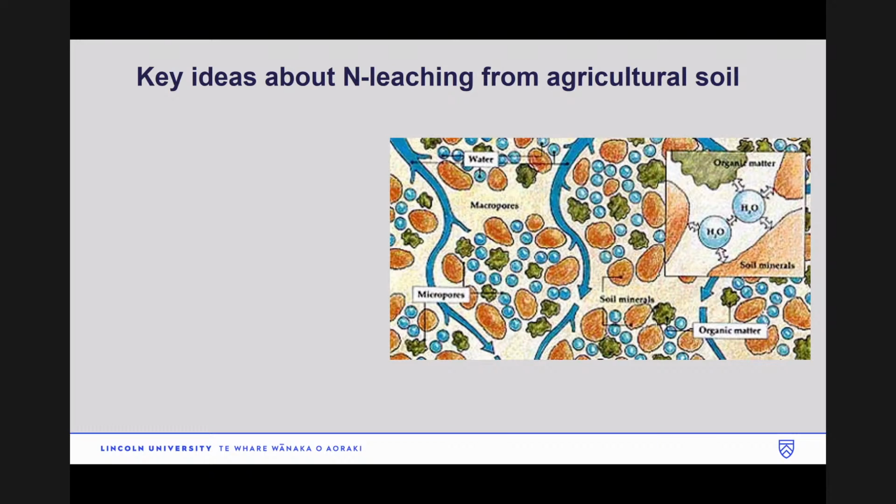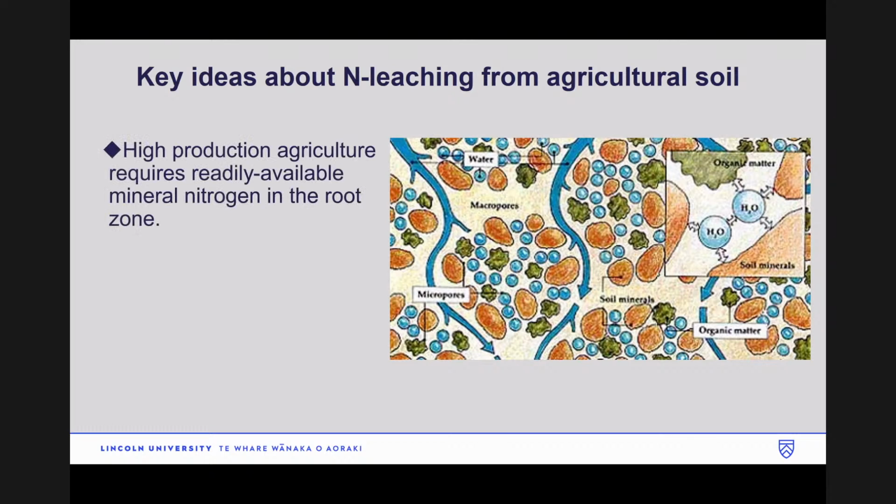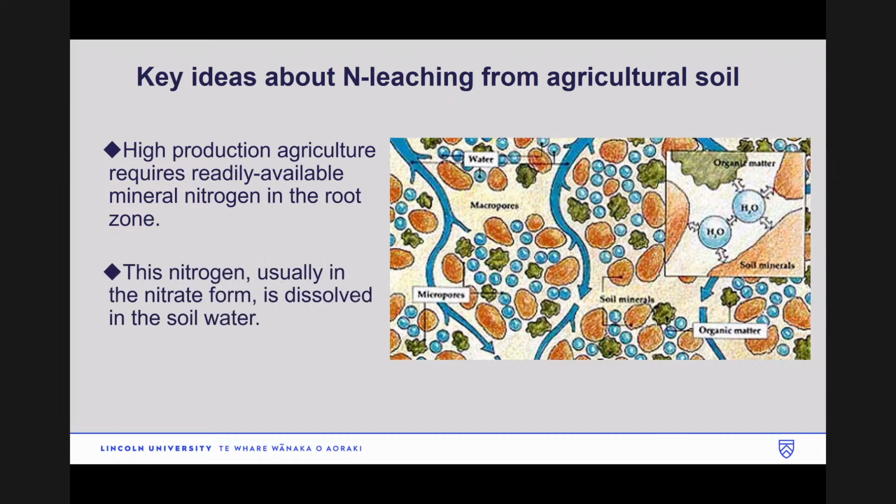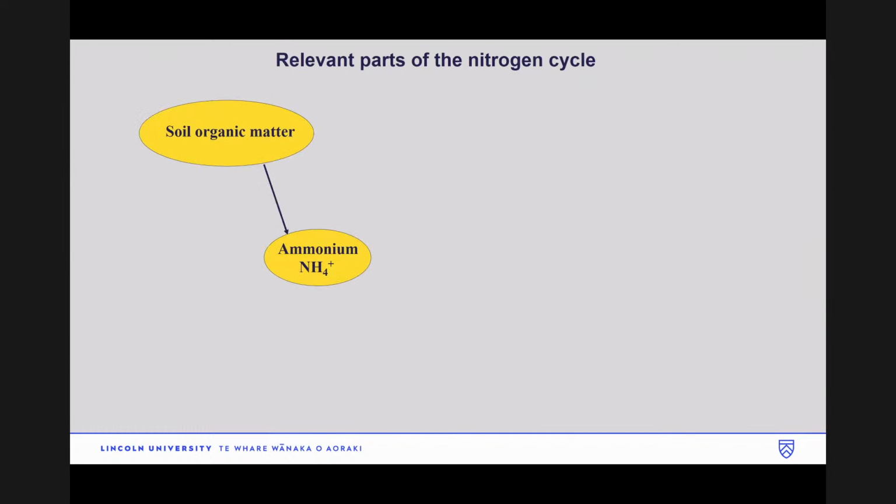Key ideas about nitrogen, just hopefully this is going back into the past where you're like, yeah, I love my soils. Remember, we do need nitrogen in that root zone, so then we do get growth and we can feed our animals and get production. So just keep that as a note. And usually it's dissolved in the water, so it's held in the water. So let's go into the nitrogen cycle.